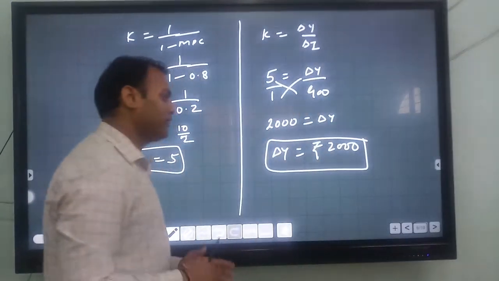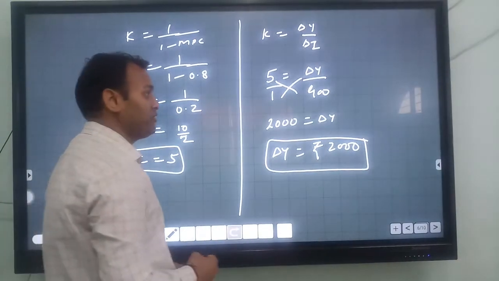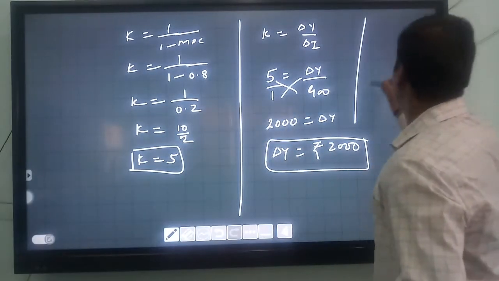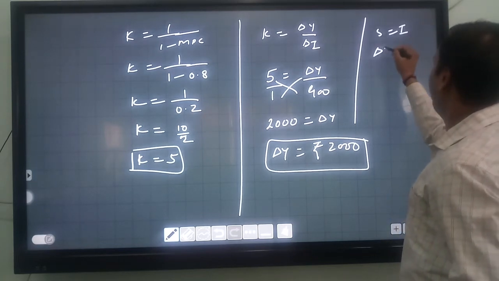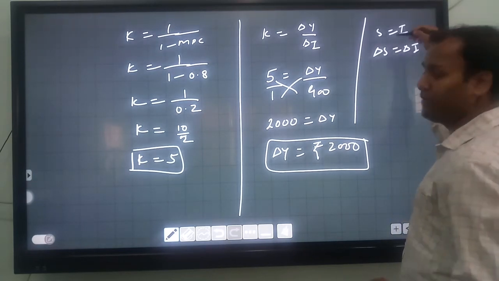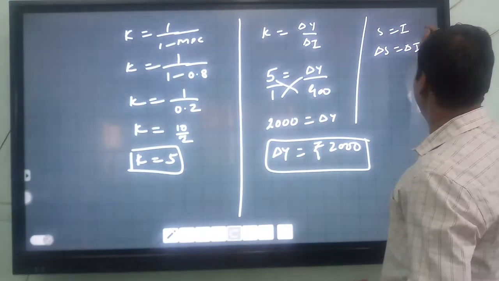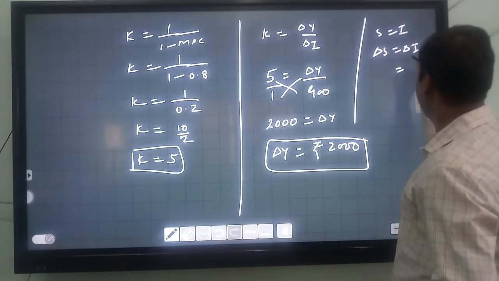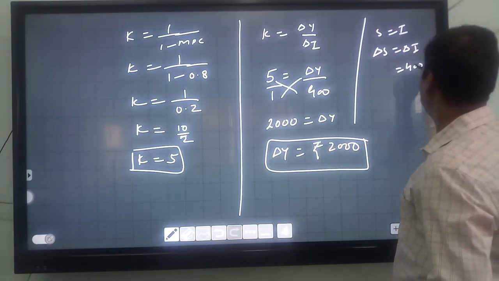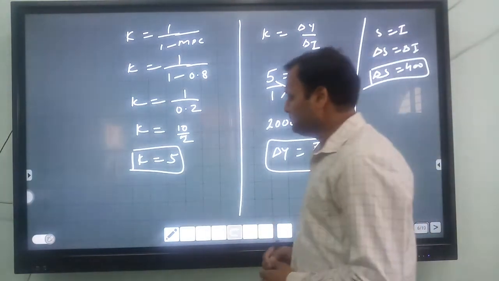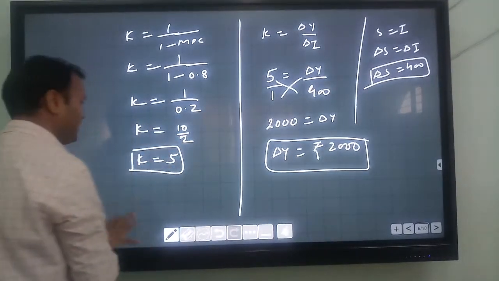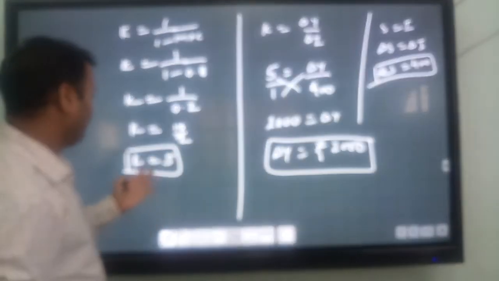Without using the formula, we can also calculate it, because we know that S is equal to I. So delta S is equal to delta I, the equilibrium level of the income. We are given delta I as 400. So the value of delta S is 400. But now we will do it by calculation.